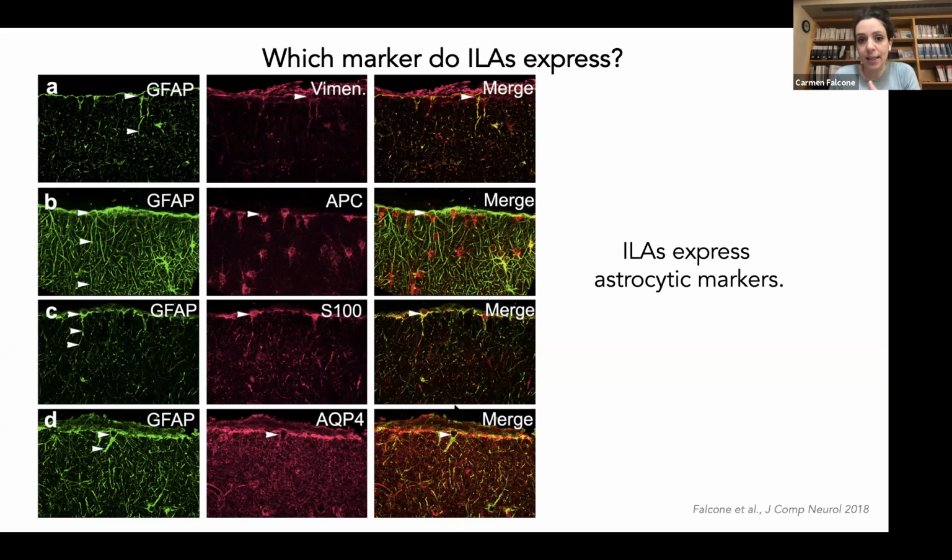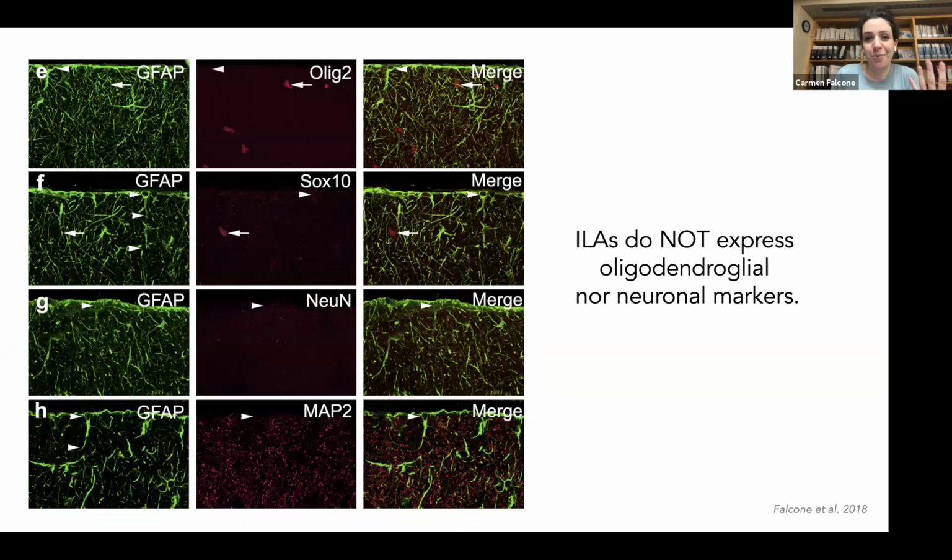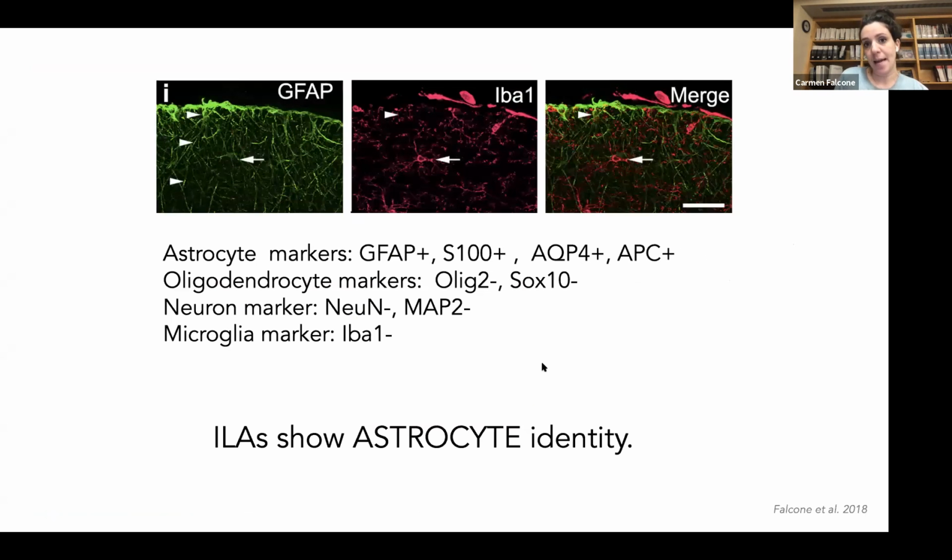And then we tested negative controls. So we tested other cell markers. For instance, OLIG2 and SOX10 are markers for oligodendrocytes. They do not express these markers, and they do not express neuronal markers either, like NeuN or MAP2. They do not express them. And they do not express the IBA1 marker, which is the marker for microglia. So they truly show astrocyte identity. We can keep calling them astrocytes. That was just a confirmation that they were really astrocytes.